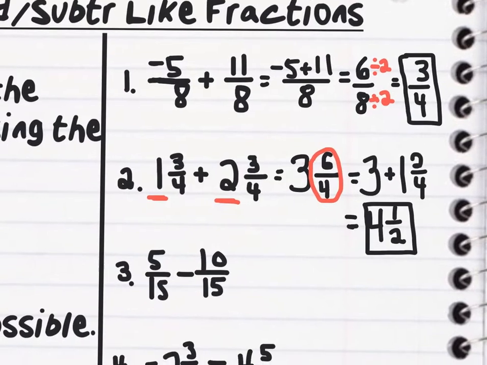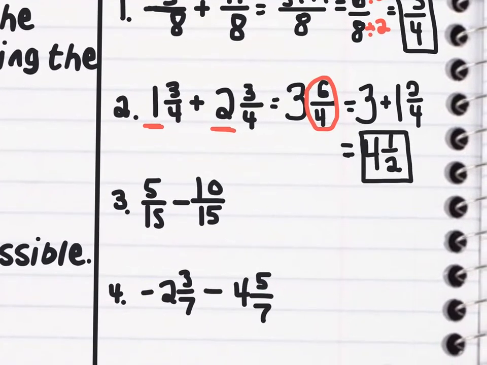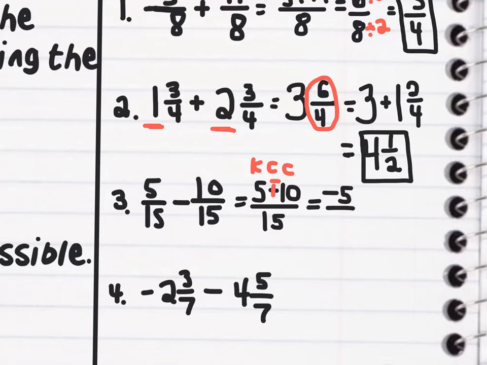Okay, now let's take a look at problem number 3. On number 3, it's subtraction. So when it's subtraction, remember, if you put it over the same denominator, here, I'll do this here. We have 5 minus 10 in the numerator, and then we have 15 in the denominator. We can't do 5 minus 10 unless we do keep, change. So it's going to be 5 plus -10. Now we can go ahead and solve that problem. 5 plus -10 is -5. And then we keep the denominator.